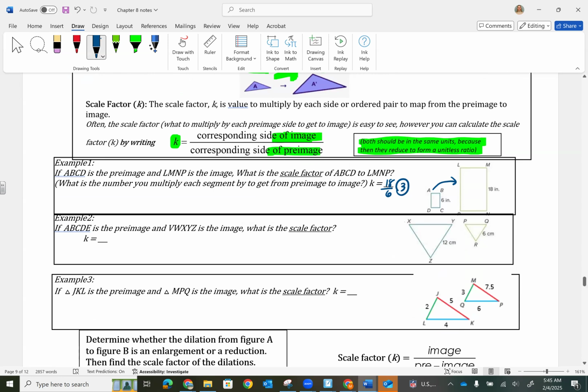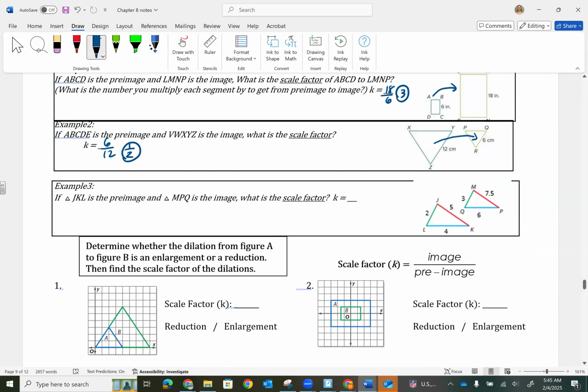What is that scale factor going to be? If you go from here to here, again, we're going to assume that this is the pre-image and the one on the right is the image. Well, you're going to do 6/12, and that would be 1/2. Okay, so every side of the original is divided by 2 or times by 1/2 to get to the image piece. All right, next one.